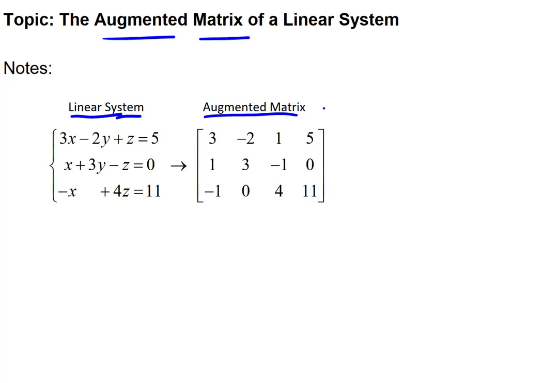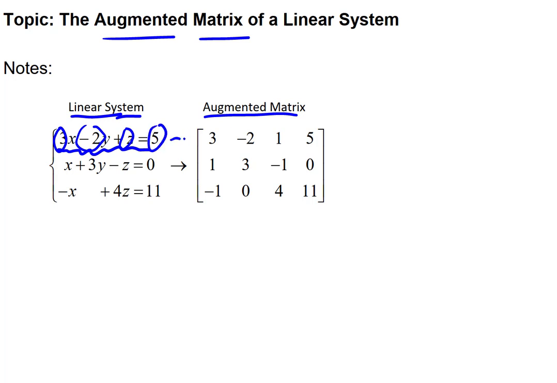So what I'd like to demonstrate is how to translate one step at a time from a linear system to an augmented matrix. To do so, we'll look at first just the first equation in our system, 3x minus 2y plus z equals 5. The coefficient of x is 3, the coefficient of y is negative 2, and the coefficient of z is the invisible 1 in front of the z. And then, of course, it's all equal to 5.